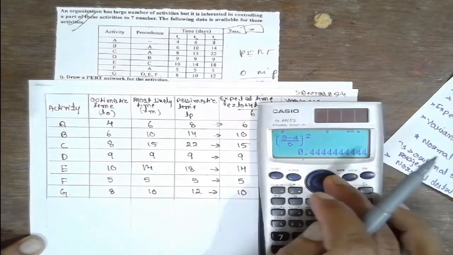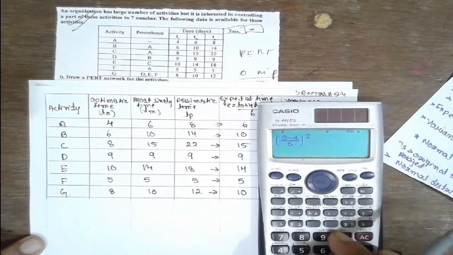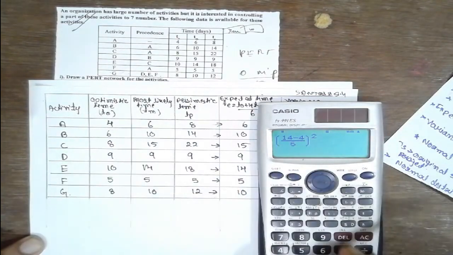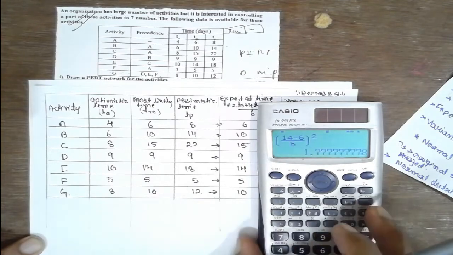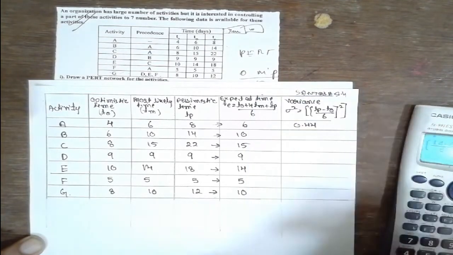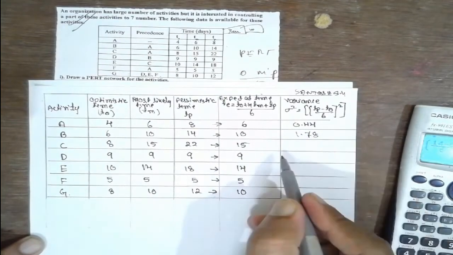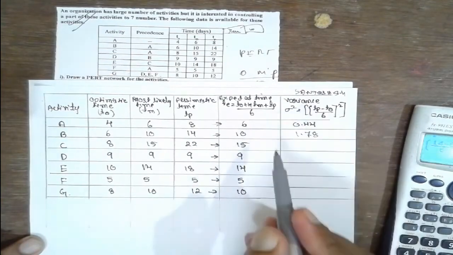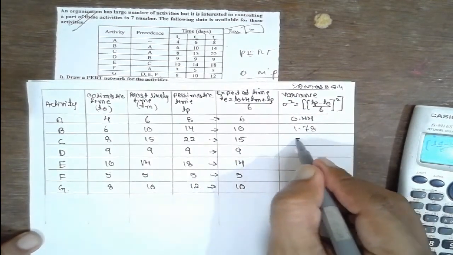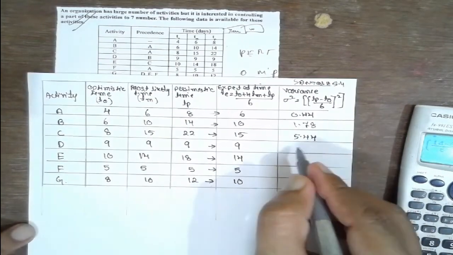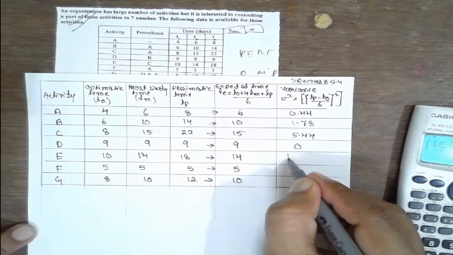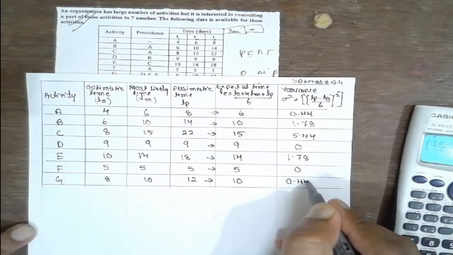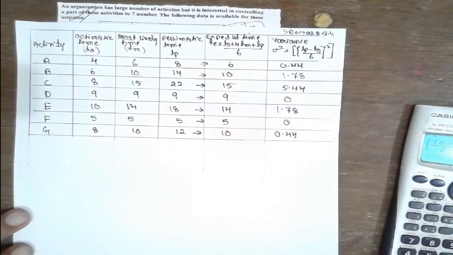Similarly, next will be (14 minus 6) divided by 6, which is 1.77. I will consider this as 1.78. Please don't do the square here, it is required for the further calculation of sigma square. Similarly, the next values will be 5.44, 1.78, 0 and 0.44. Now we are going to construct the network diagram.